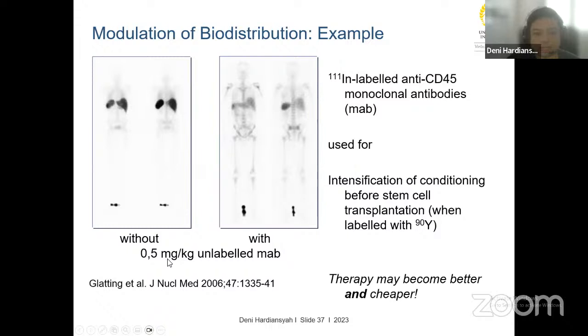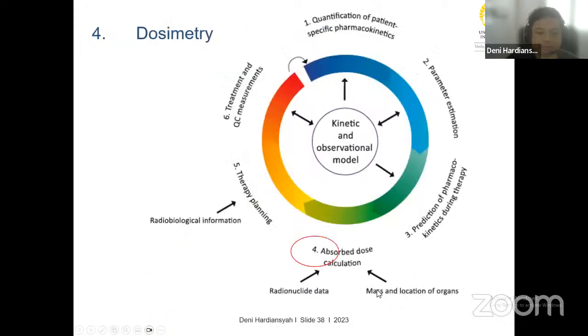So we first inject unlabeled monoclonal antibody at 0.5 milligram per kilogram. And then you see, we can make it better. We can do this by calculating the optimal number using an appropriate simulation with physics modeling ability, of course. And with this, we can intensify the conditioning, and then of course the therapy may become better and also cheaper.